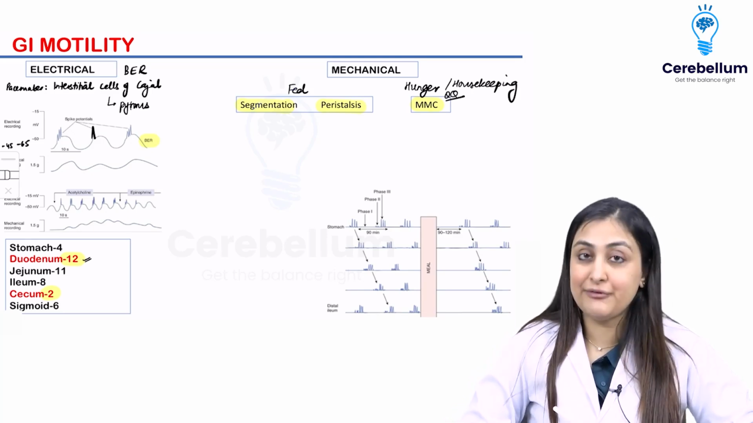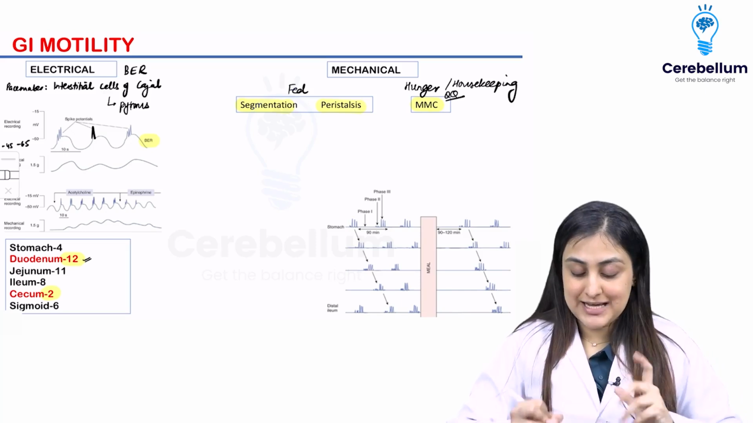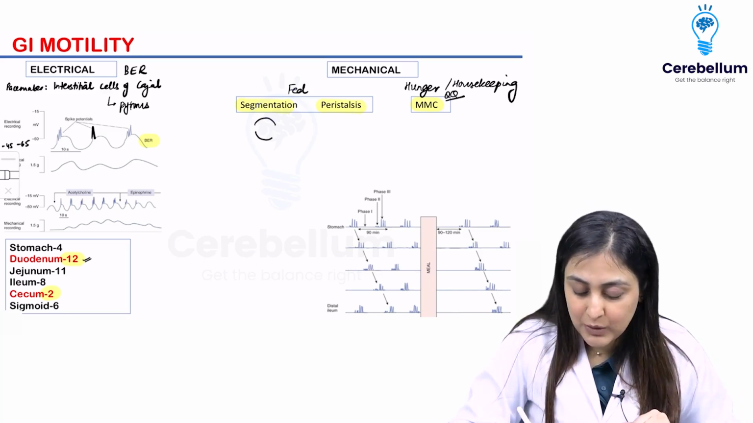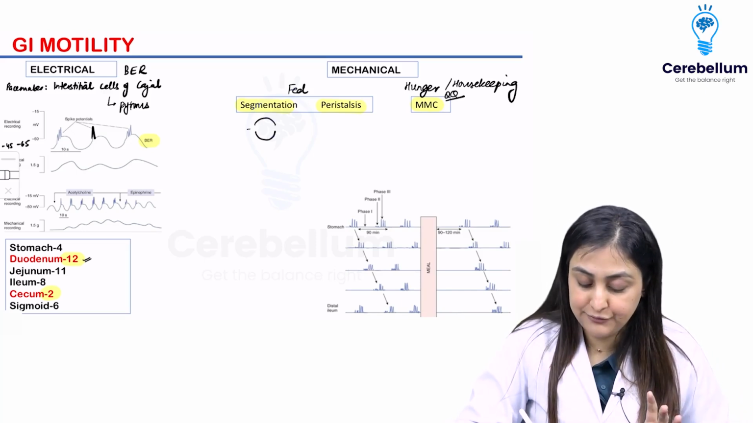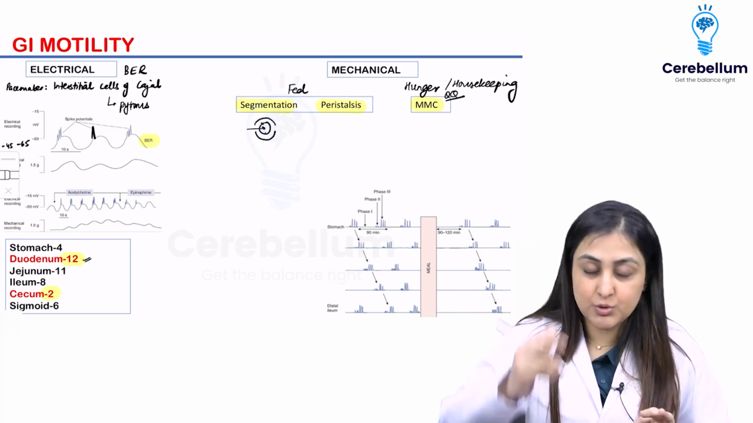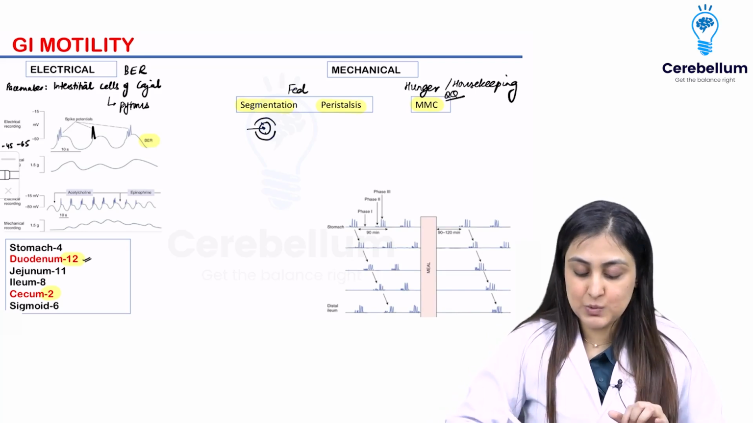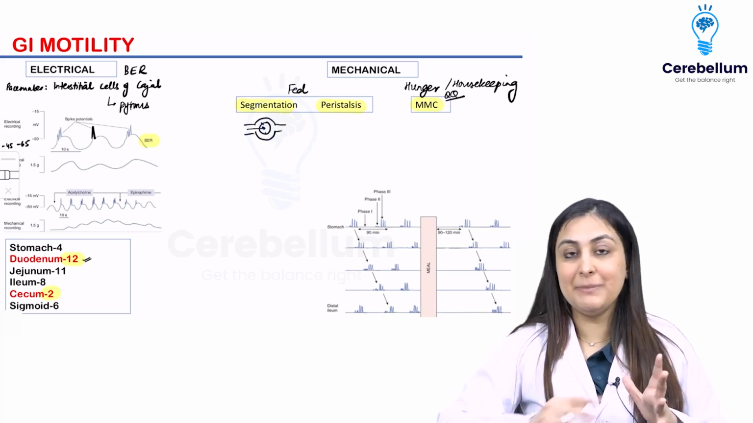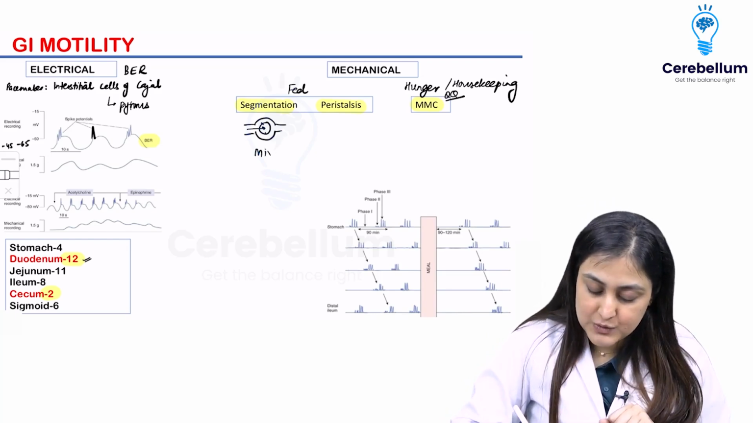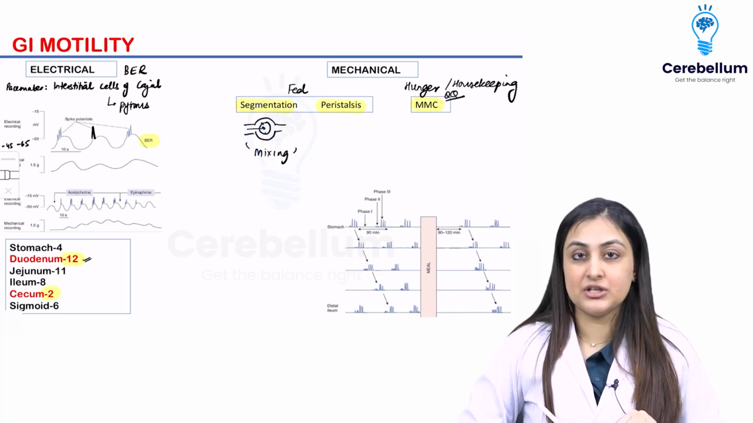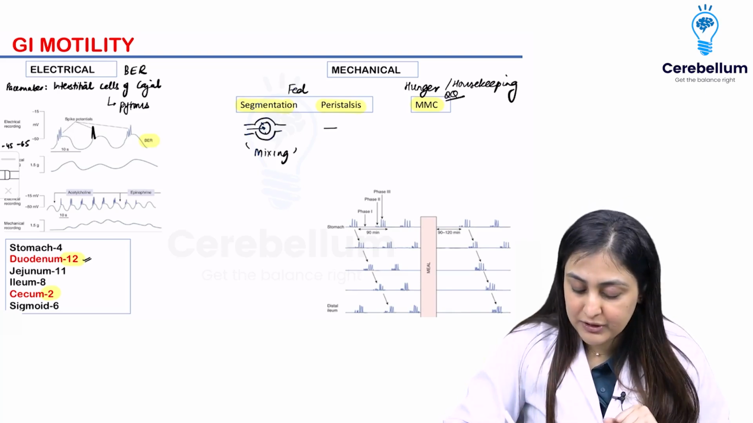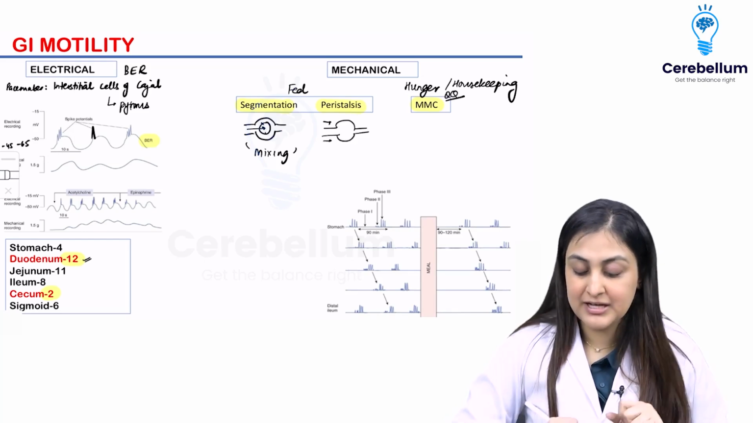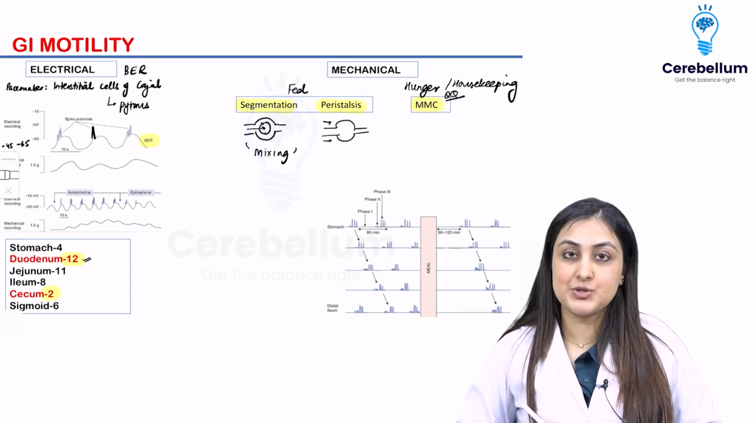Let's talk about the fed contractions first. So segmentation is within one loop of intestine. When you have food, how the food undergoes churning. So basically this is within one intestinal segment. The movement which happens, the mixing movement in a way, is what is known as segmentation. On the other hand, the forward propulsion, let's say this is a food bolus, and how it goes forward is known as peristalsis, as you already know.